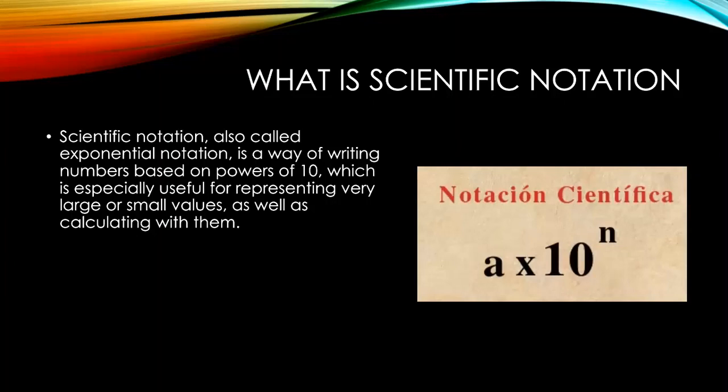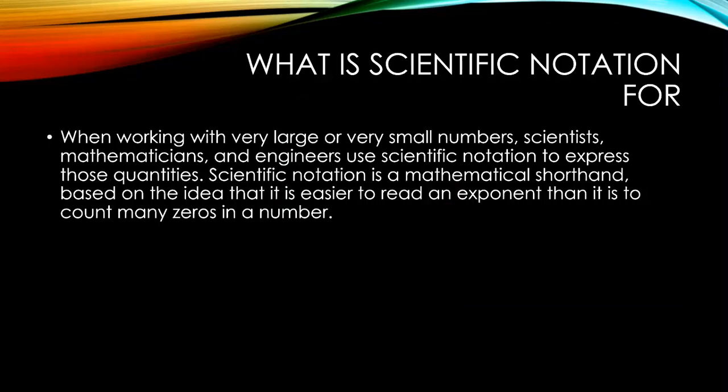And what is scientific notation? Scientific notation, also called exponential notation, is a way of writing numbers based on powers of 10, which is especially useful for representing very large or small values, as well as calculating with them. And the second point of this presentation is what is scientific notation for? For what can we use it?